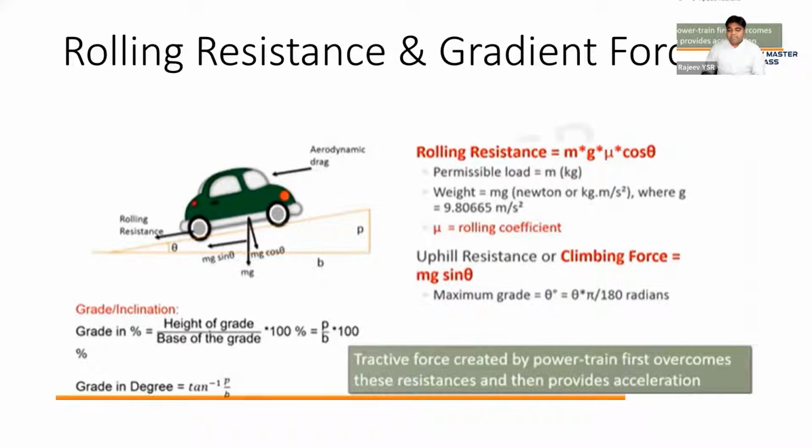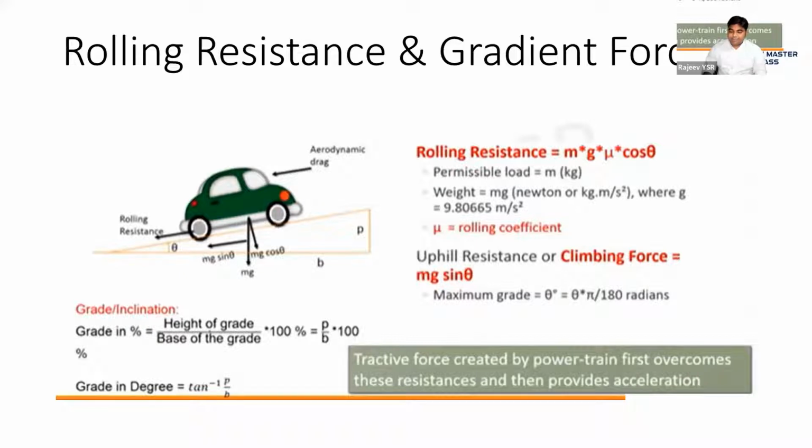Similarly, imagine if this particular theta becomes, for example, 90 degrees. 90 degrees means it is almost like an uphill wall, right? Now, when it becomes 90 degrees, do you think there is any rolling resistance acting against the vehicle? The vehicle simply slips, right? So rolling resistance is mg mu cos theta, and climbing force is mg sin theta. Mu is nothing but the rolling coefficient. So are you clear until now?